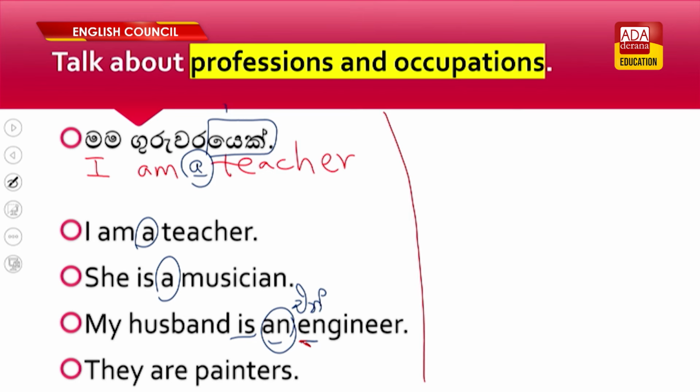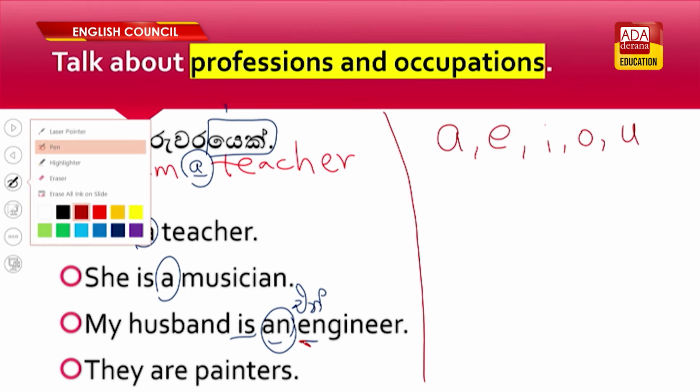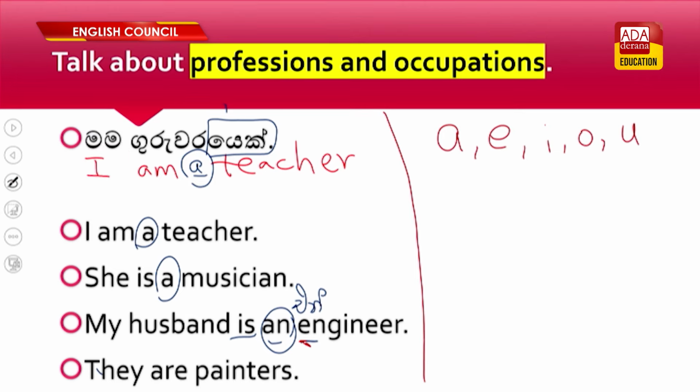Okay, all the adults who are watching us, even the little ones, you can tell your parents, or parents you can tell your kids how many vowels are there. Let's write with me. A, E, I, O, U. Vowels. So you have five vowels. Can you remember vowels?